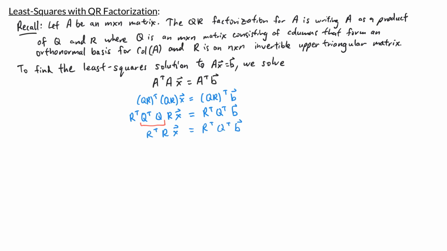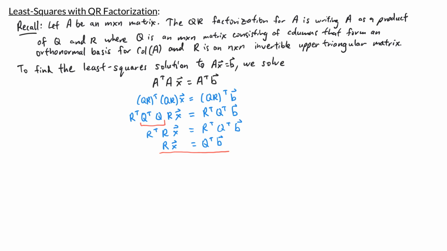Now, since R is invertible, R transpose is also invertible, so I can multiply both sides of this equation by R transpose inverse on the left. That leaves me with R times x is equal to Q transpose times b. So if we have a QR factorization for the matrix A, then to find the least squares solution, we just solve R times x equals Q transpose times b.